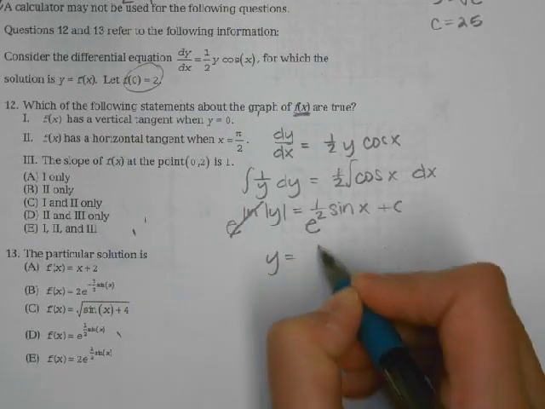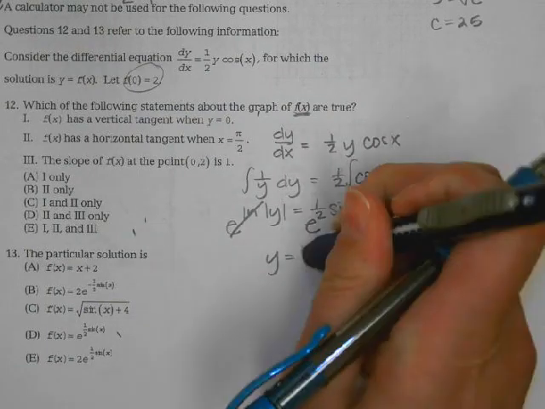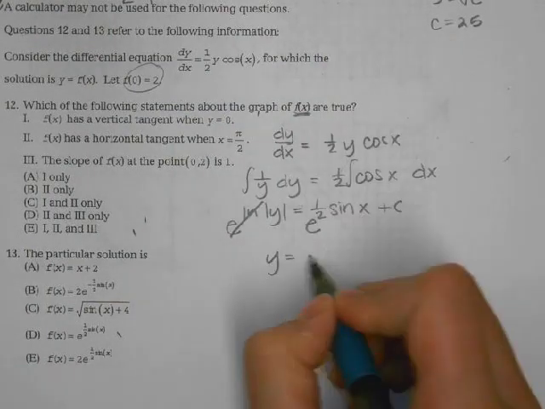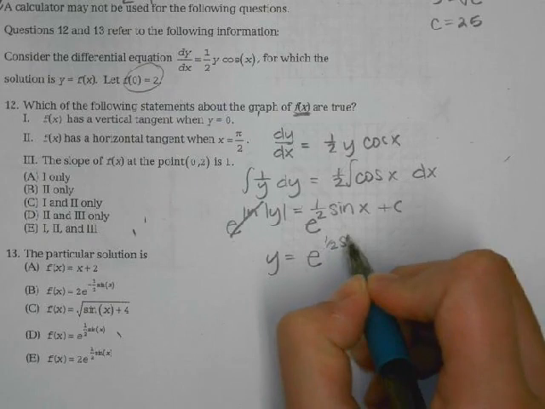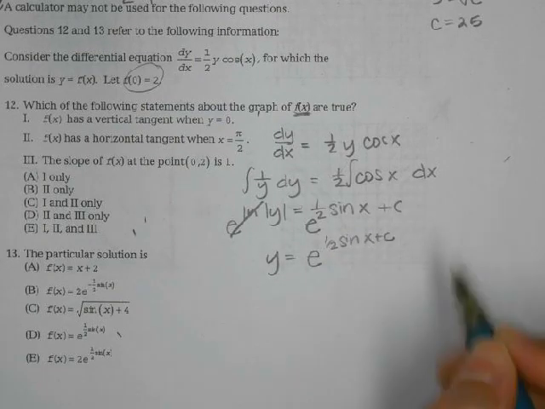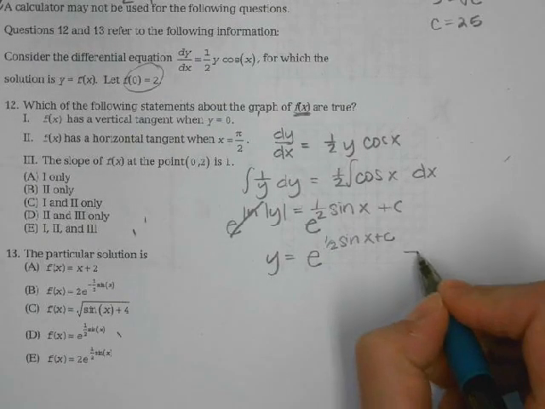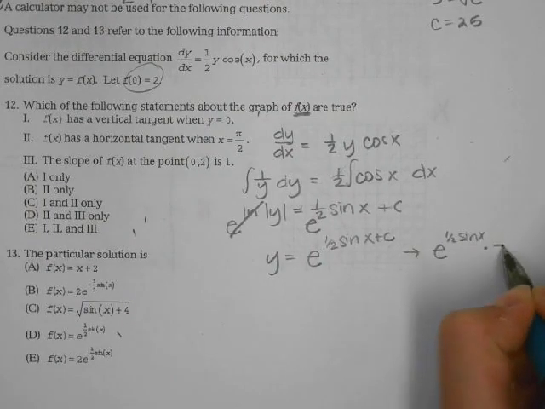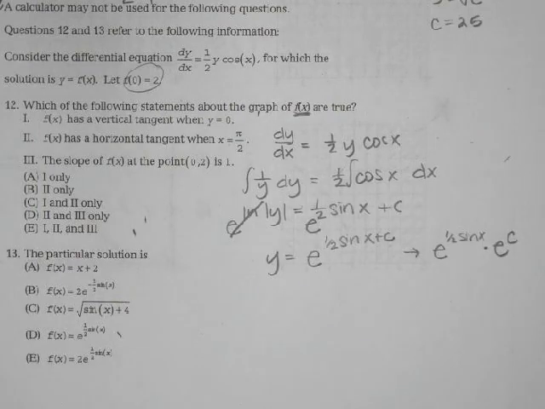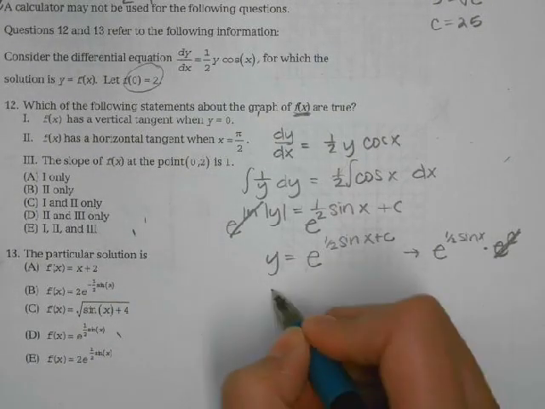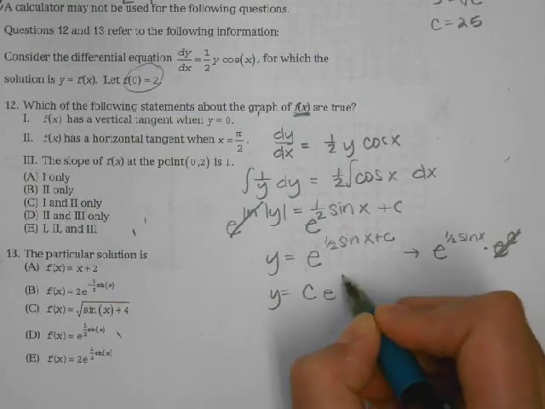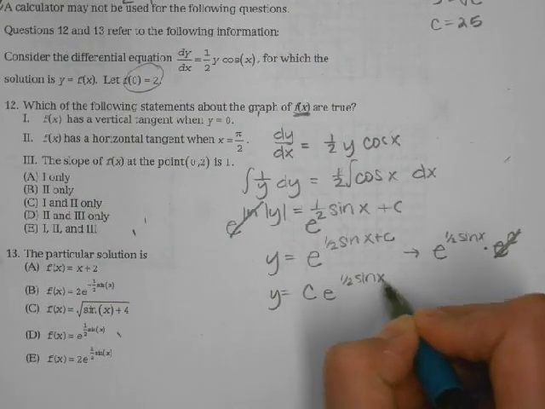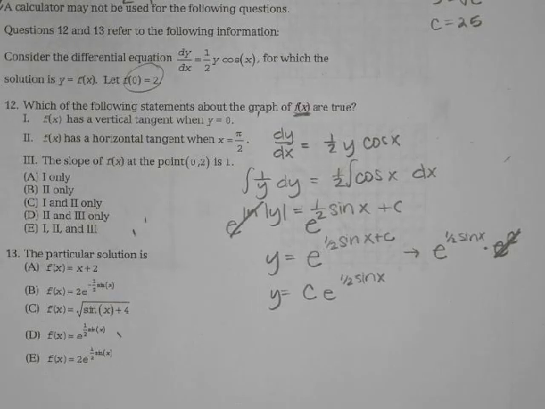So y equals e to the 1/2 sine x plus c, and I went ahead and rewrote this as e to the 1/2 sine x times e to the c, and e to the c, that's just going to stand for your constant. So y equals c e to the 1/2 sine x. And then I went ahead and used that initial value to figure out what my particular solution was.